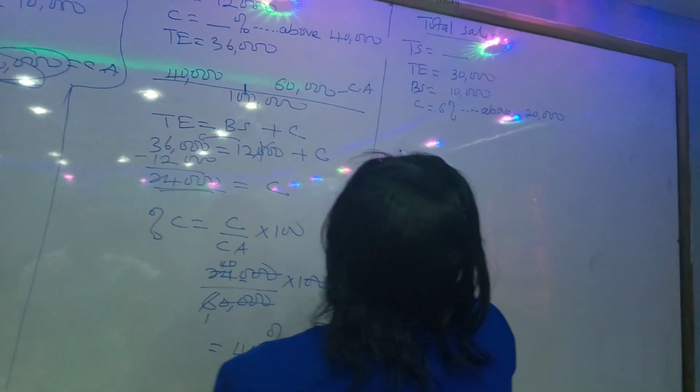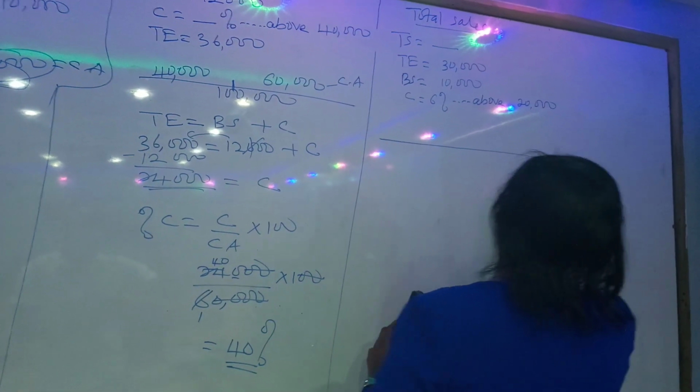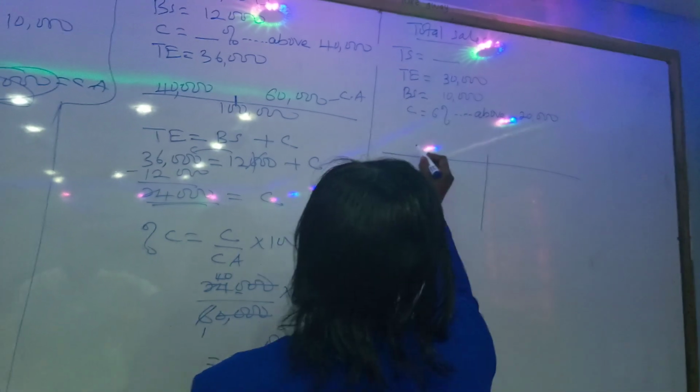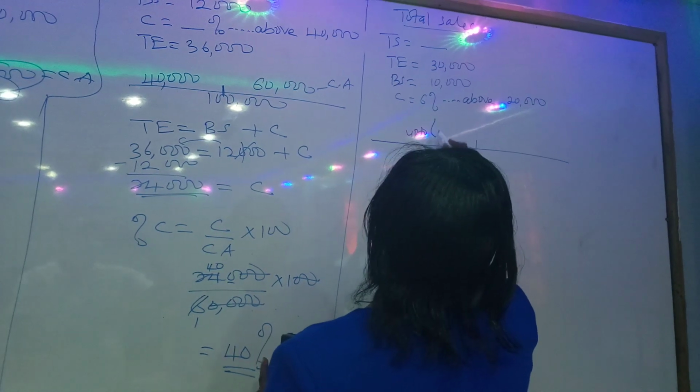Now look here. I'll advise you to be drawing a table like this, so that you are able to tell this side is for up to, also called the first.